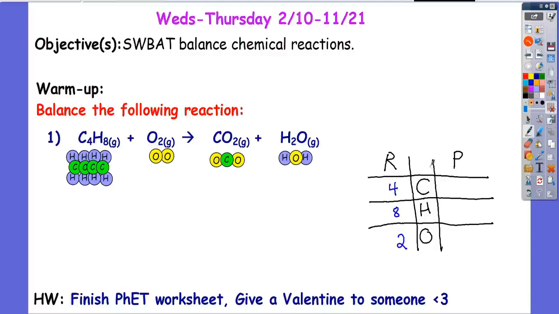All right, on my product side, I've got 1 carbon. I have 2 hydrogens. And then I have 2 plus 1 oxygen. So I've got 3 oxygens. It's always one of my favorite things for combustion reactions. Your starting products are always 1, 2, 3.